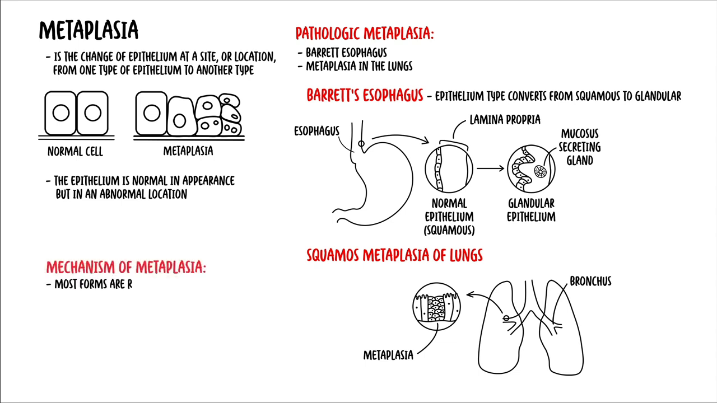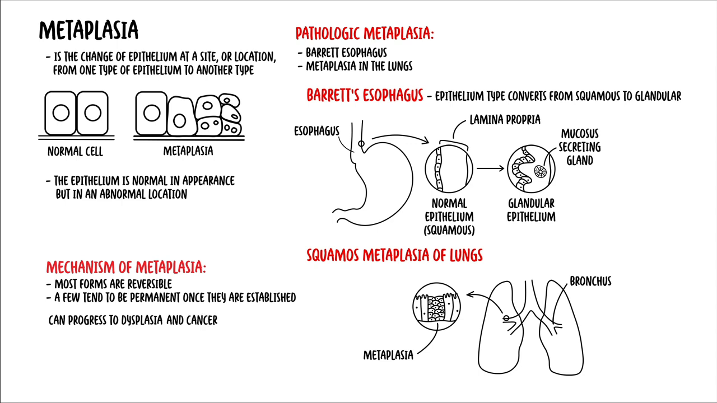Most forms of metaplasia are reversible if the stimulus is removed, whereas a few, such as Barrett's esophagus, tend to be permanent once they are established. Metaplasia can progress to dysplasia. Dysplasia is not a true cellular adaptive response. It is where the cells divide and become abnormal in structure and function. It may progress to become cancerous.